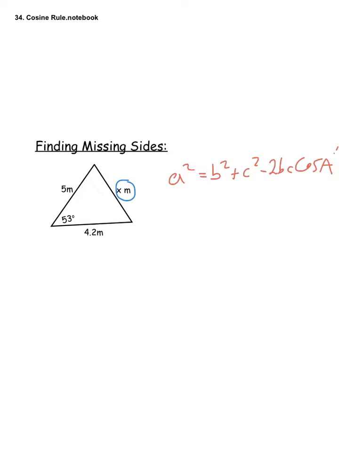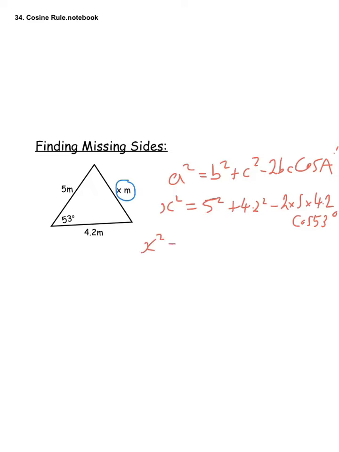Okay, so let's substitute into our equation. A squared is going to be our x squared. B squared can be 5 squared. C squared can be 4.2 squared. And 2bc cos a is 2 times 5 times 4.2 cos 53. I have to squeeze that in there at the side, but hopefully you can read that, no problem. Okay, so let's work out some of these values.